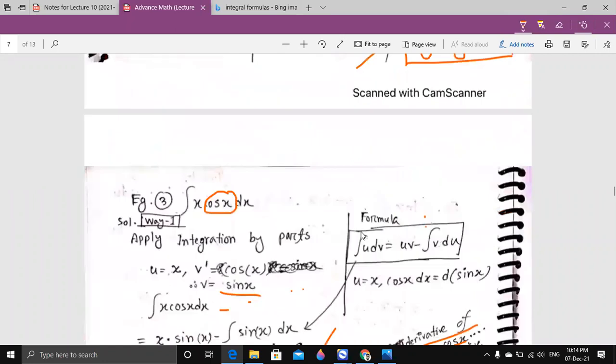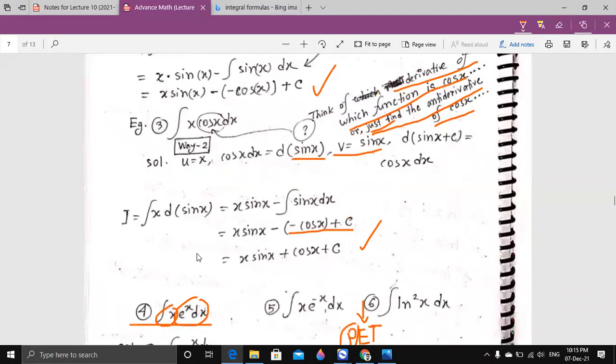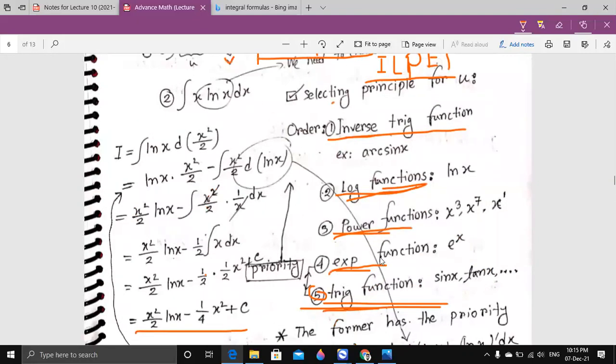So let's move on here. Number 4, we have the integration of x e to the power x dx. So remember, I love pet. This is a power function, right? And e to the power x is an exponent function. So here we have a power function at the top, and then the exponent function. So we have to let u equal x from this principle.